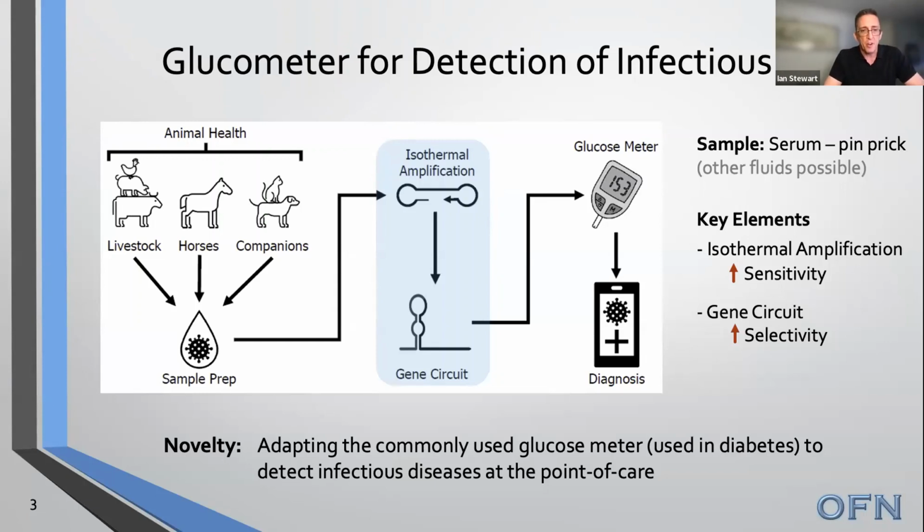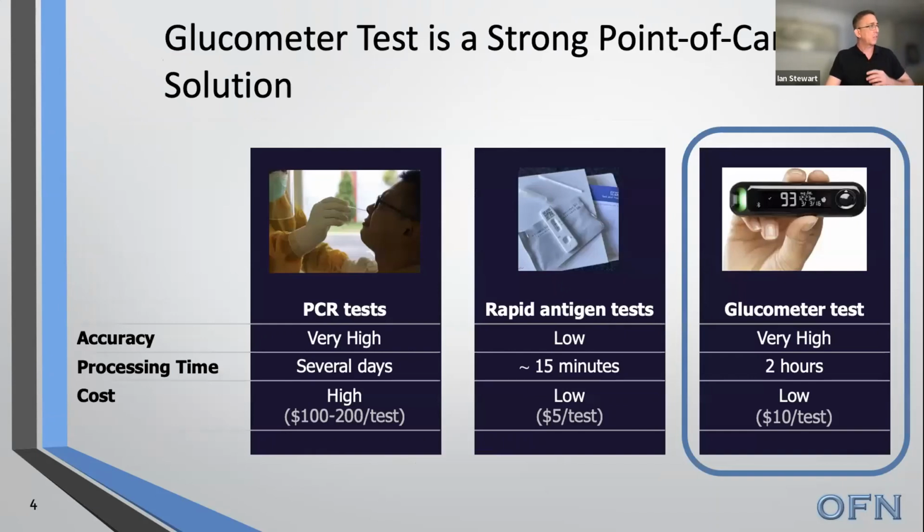And what we're doing, if we compare it to a whole bunch of other tests, so the PCR tests, which can be done on samples from people, generally have very high accuracy. The processing time takes several days, however. The costs are very high, $100 to $200 per sample per test. Rapid antigen tests, as we all know, maybe exposed to COVID, we've all done it. They have very low accuracy, but they're relatively quick, and they are also low cost.